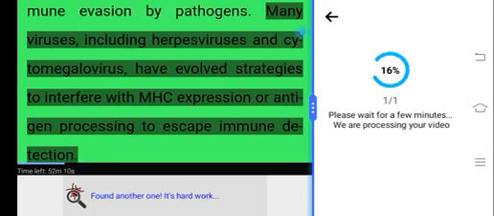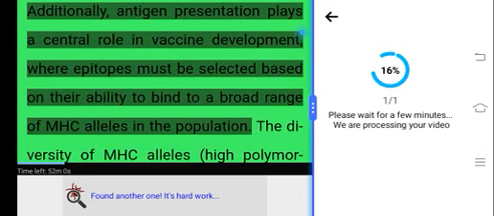Many viruses, including herpes viruses and cytomegalovirus, have evolved strategies to interfere with MHC expression or antigen processing to escape immune detection. Additionally, antigen presentation plays a central role in vaccine development, where epitopes must be selected based on their ability to bind to a broad range of MHC alleles in the population.